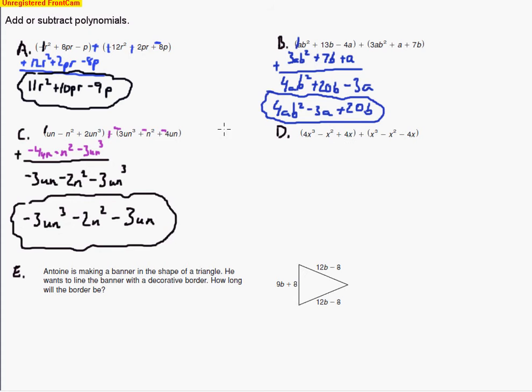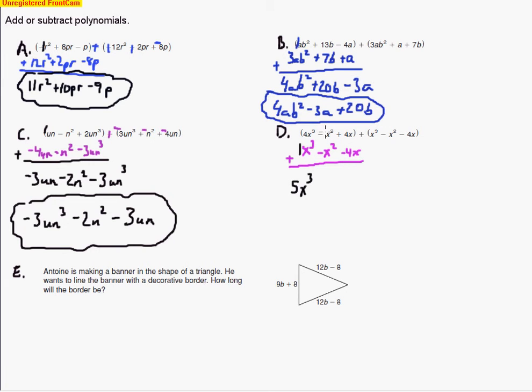Well, the next one, it's already addition, so no need to change anything. So all we have to do is take the terms that are alike and put them underneath each other and combine. So x to the third, a negative x squared, and a negative 4x. And then add that together. And so from there, when we add this, we've got 4x to the third plus 1x to the third makes 5x to the third power.